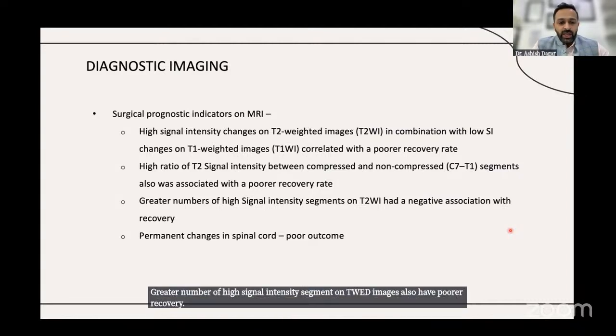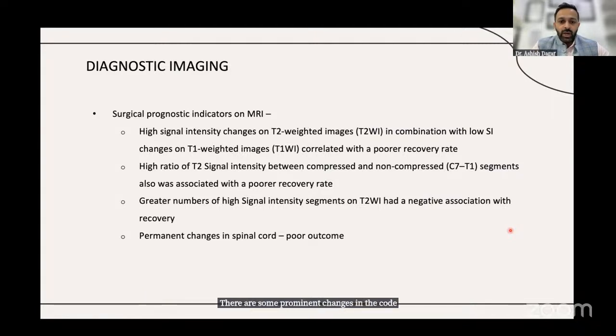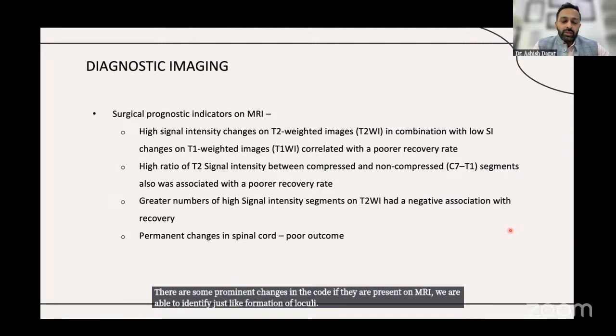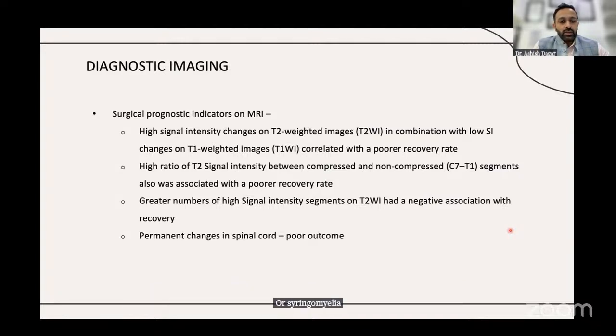There are some permanent changes in the cord. If they are present on MRI, we are able to identify them, like formation of loculi or syringomyelia sort of things. Then the chances of recovery in those patients are highly unlikely.